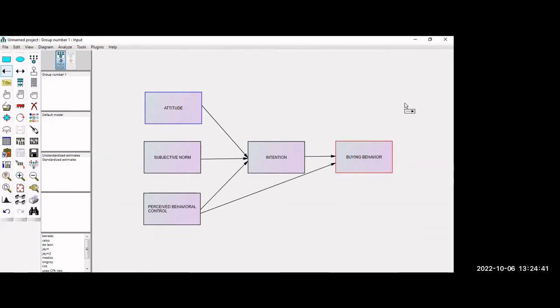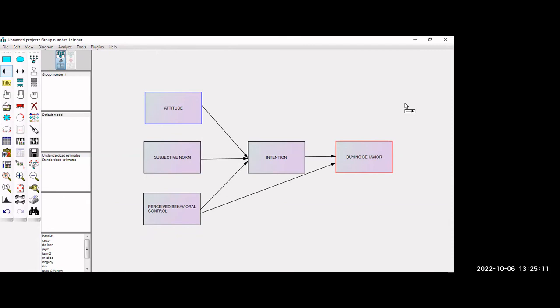So it doesn't really mean that our model is just like the traditional IV-DV, IV, then an arrow going to the DV. That's actually the common model. But you have to understand what the theory says. And whatever the theory says, you have to illustrate that based on the arrangement of the variables.